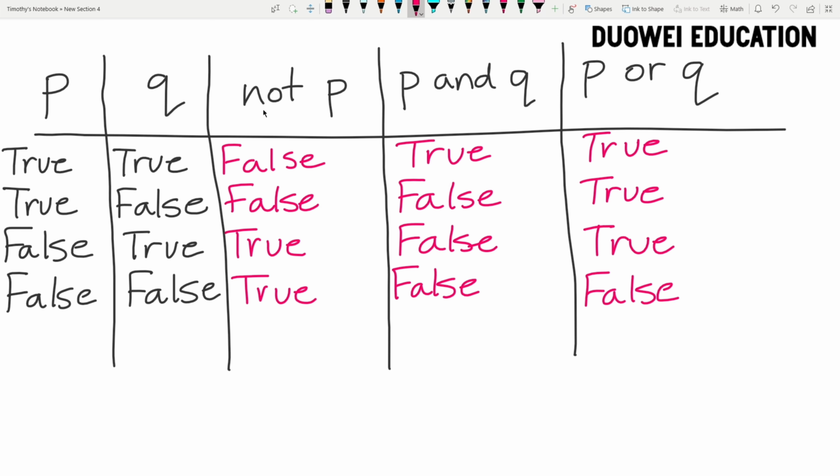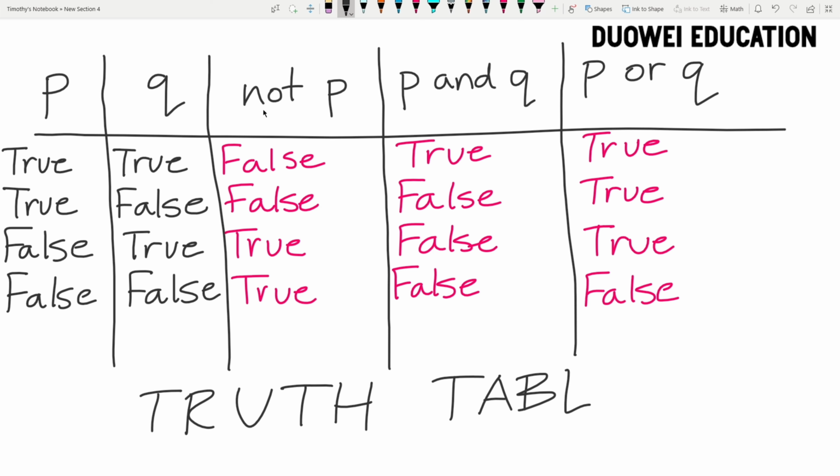All right, so that's pretty much the table, and this table is called a truth table. It basically summarizes all the possible scenarios for some number of variables. Now let's look at a few examples of where this can be applied.